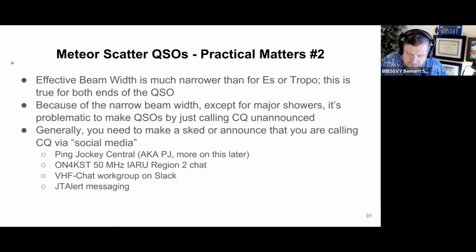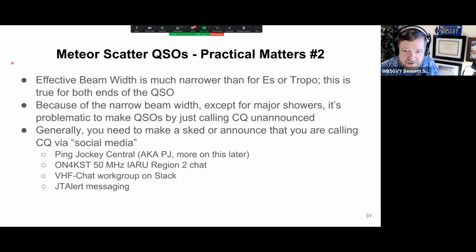There's also multiple work groups on Slack. There's one called VHF chat. And then I recently discovered there's other chat rooms, two clubs down in Austin that also have Slack chat rooms where some meteor scatter work is talked about. And then you can also use JTAlert messaging just like you do on FT8 if you've ever used that.